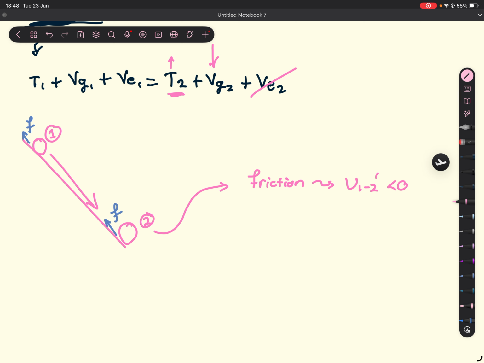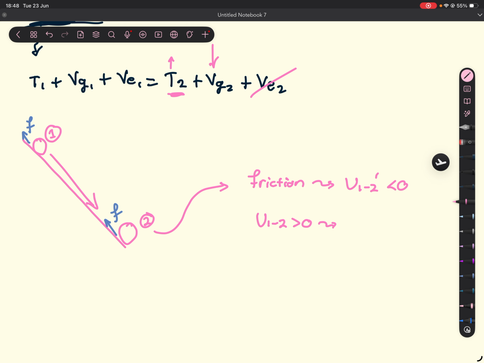But essentially, if U12 is greater than 0, then energy is added. If U12 is less than 0, energy is removed from the system, and if U12 is equal to 0, then energy is conserved. Okay, cool. I hope that makes sense.